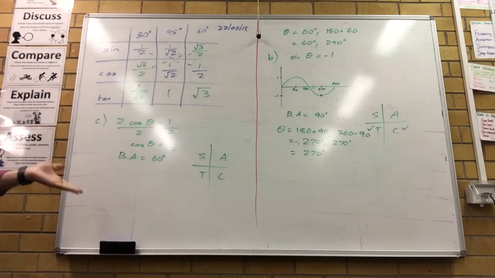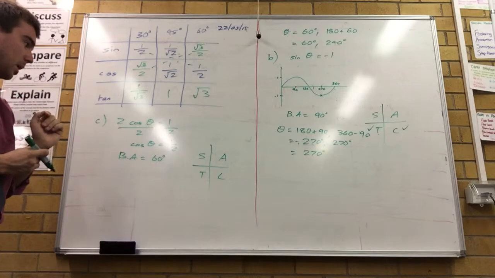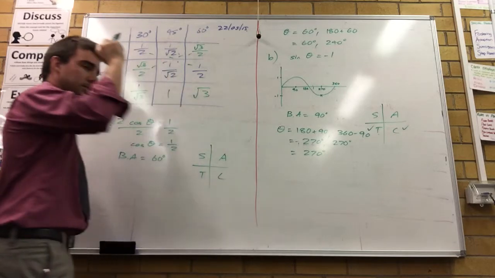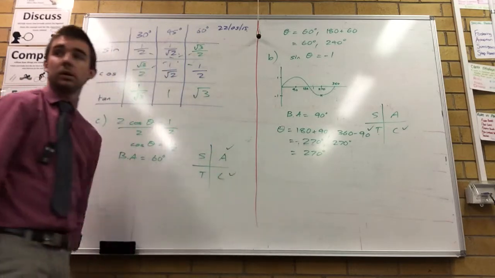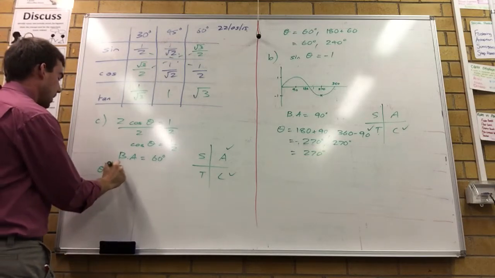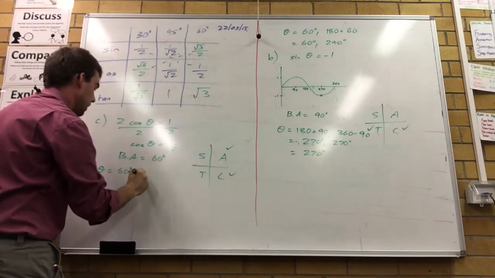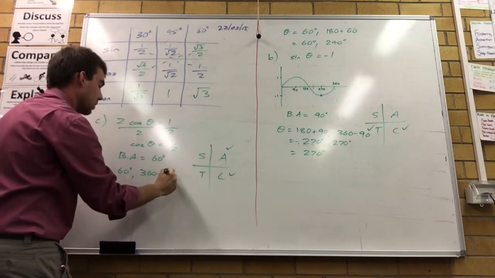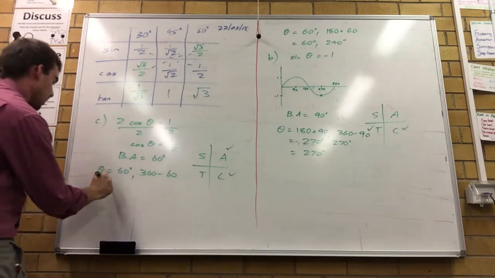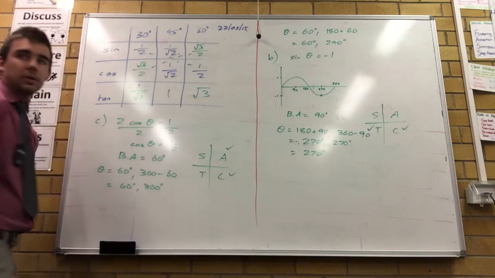So the domain, remember, is between 0 and 360, so we're only doing 1 revolution around the number plane. So where is cos positive? A and C. First and fourth quadrant is where cos is positive. So the next line, theta is going to be the basic angle in the first quadrant, and it's going to be 360 take away 60 in the fourth quadrant. Then underneath tidy that up, so 60 degrees and 300 degrees.